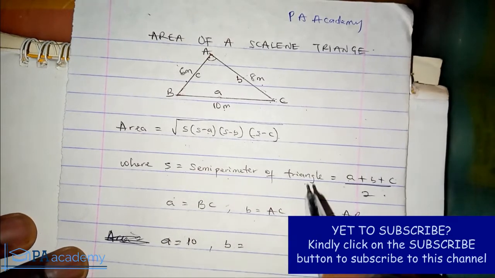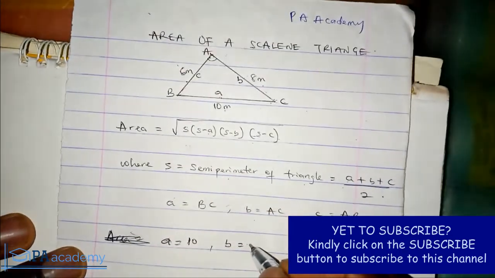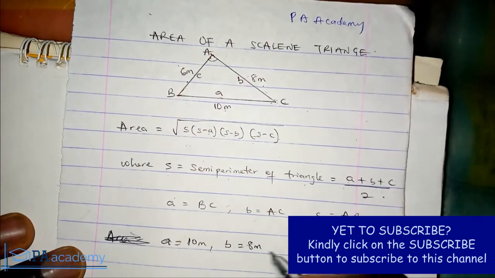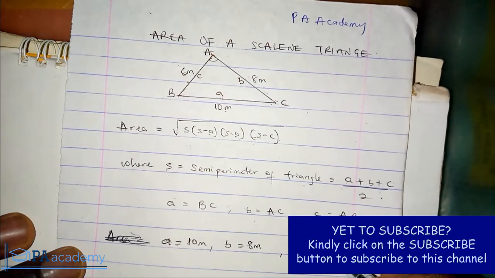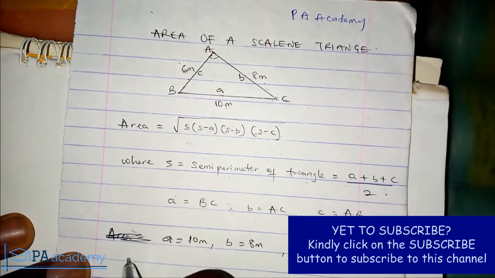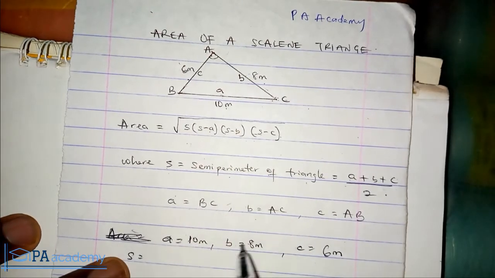This is our B. Line B is line AC, which is 8 meter. Let me add the unit. And then our C is 6 meter. So now let's get our S. Our S, which is the semi-perimeter of a triangle, is equal to what?